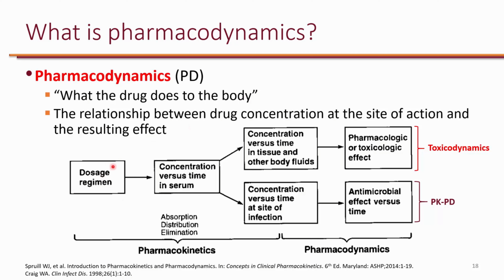Once a drug is given to a patient, the body will handle the drug. So there will be absorption, distribution, and elimination. So these are the pharmacokinetic properties. And then there will be concentration in the body fluids and also at the site of infection. And at the site of infection is where you want the drug to do something to the pathogens. That will be the pharmacodynamic outcomes, which we refer to as PK/PD. And of course, there are things that antibiotics do to the body, and those are referred to as toxicodynamics. These are the things that we don't really want antibiotics to do to the body.